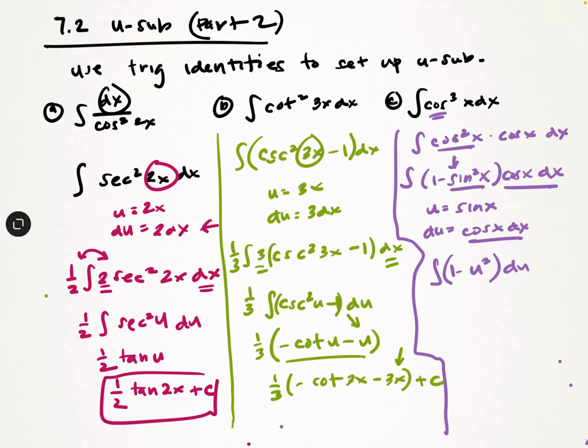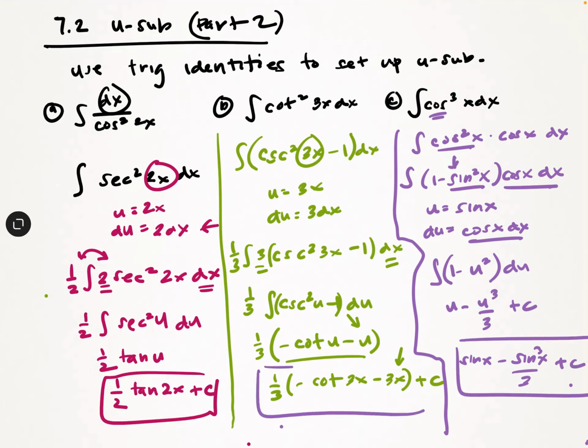Now we're going to do the integral here. That's going to be u minus u cubed over 3 plus c. And then we just go ahead and plug back in our u. So that's going to be sine x minus sine cubed x over 3 plus c. And that's going to be it. So just more U-sub practice, a little bit more complex because we wanted to use our trig identities in order to make our antiderivatives a little bit easier to find.